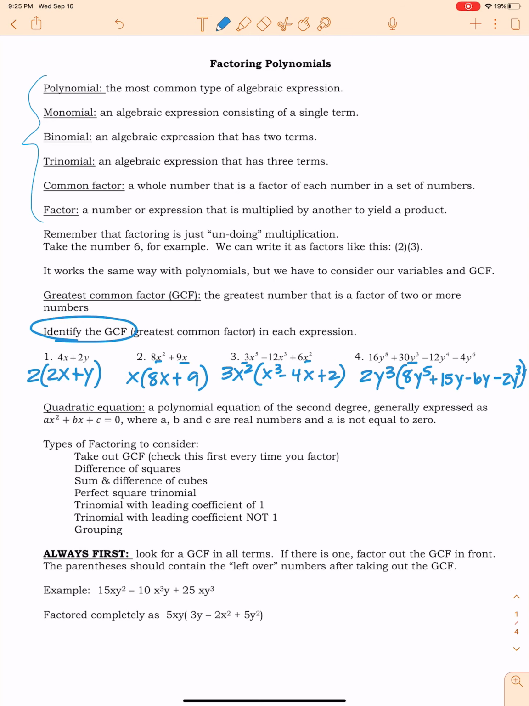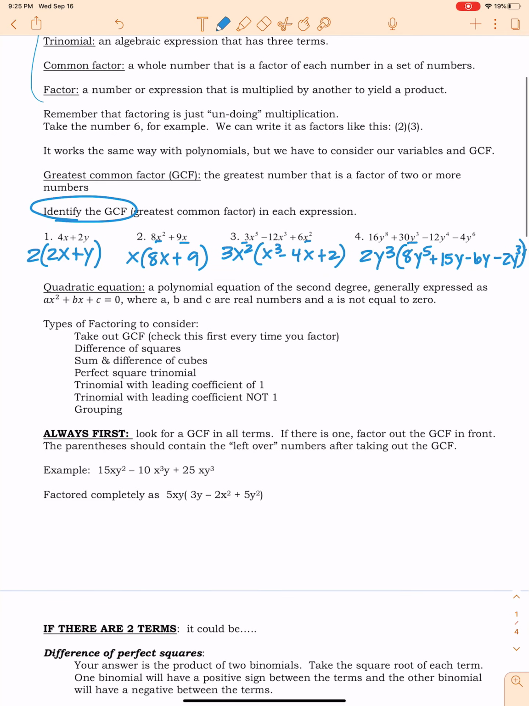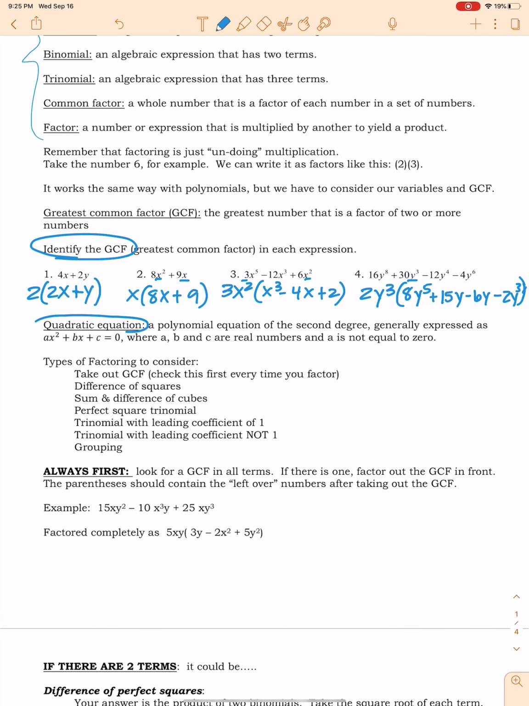All right, so as you're looking through these, the quadratic equation is going to be a polynomial of second degree. So these are tips or types of factoring to get you started. You're always going to start with the GCF. Sometimes you have a difference of squares, sometimes you have a sum and difference of cubes, sometimes it's a perfect square trinomial, a trinomial with a leading coefficient of 1, a trinomial with leading coefficient not 1, and then there's grouping. So there's lots of different kinds of factoring you can do.